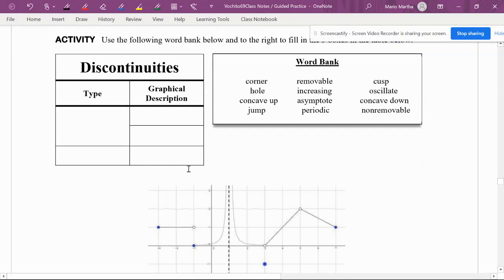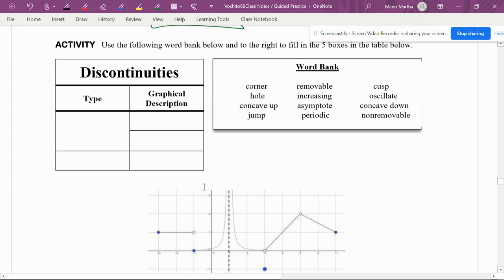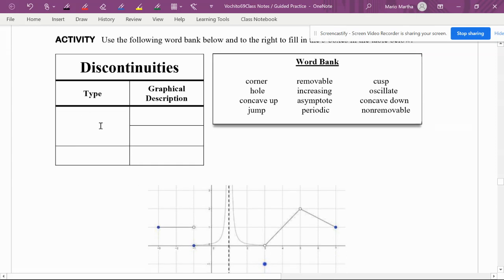This is part two. So the activity: use the following word bank below and to the right to fill in the 5 boxes in the table below. Pretty much what I want you guys to do is put a check mark on the ones that you think are the 2 types of discontinuities.